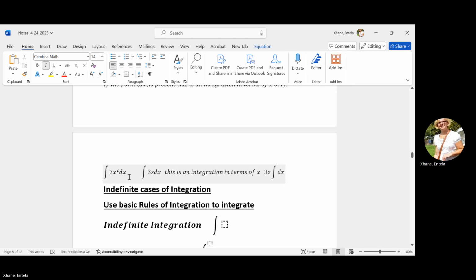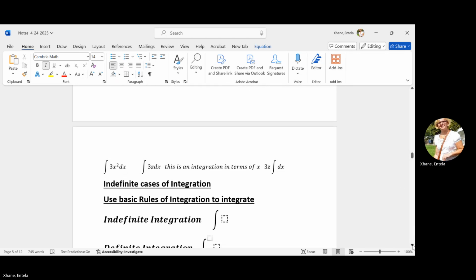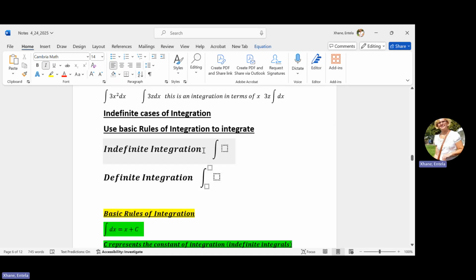So if I'm going to integrate, this is the integral sign. There are two ways of integrating. There's one way of integrating without using the boundaries. That is called indefinite integration. And then the outcome, which is the antiderivative, is going to be an expression of x. In this particular case, we must add a constant c of integration to the outcome.